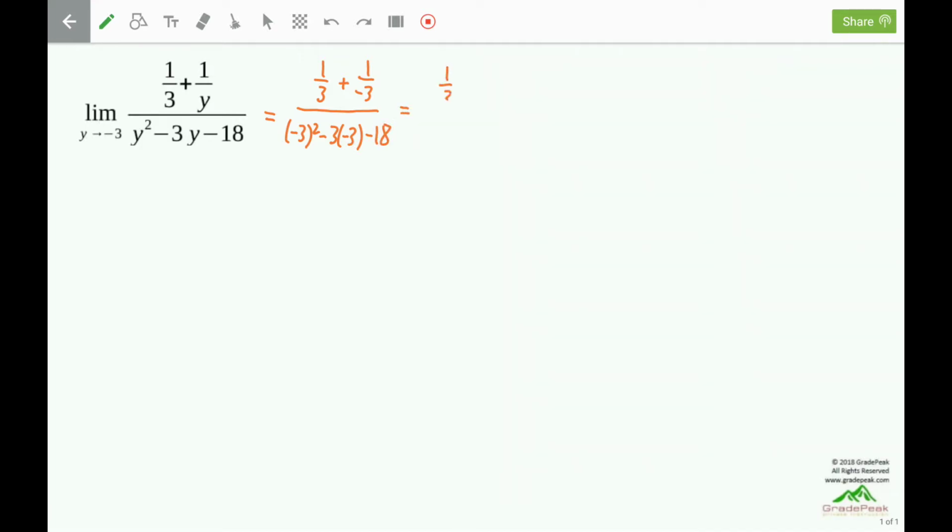In the numerator, that'll be a 1 over 3 minus a 1 over 3. In the denominator, negative 3 squared is positive 9, minus 3 times a negative 3 is another positive 9, minus 18. In the numerator, 1 over 3 minus 1 over 3 is a 0. In the denominator, 9 plus 9 is 18 minus 18 is a 0. We have the 0 over 0 indeterminate form. We will need to rework this.